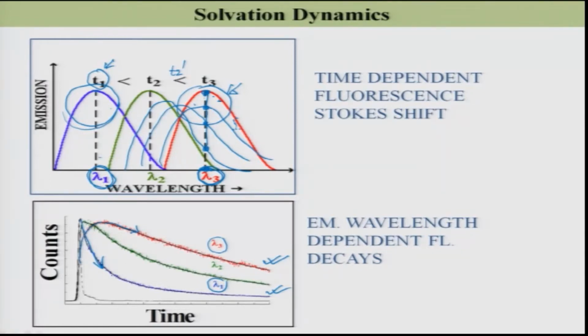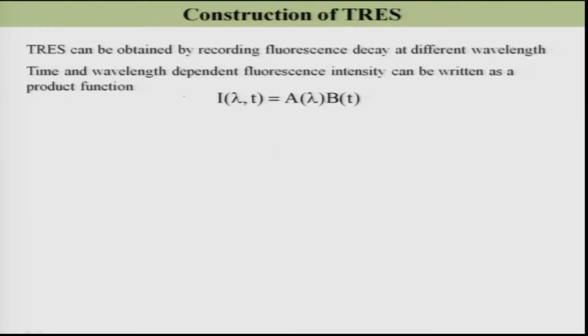which are nothing but fluorescence intensity versus time for different emission wavelengths, I can get back this from here, I can measure this, and I can convert this to here, and this process is known as the formation or construction of time resolved emission spectra. Let us see how we can do that. As I said, the construction of time resolved emission spectra can be done by recording the fluorescence decay at different wavelengths.